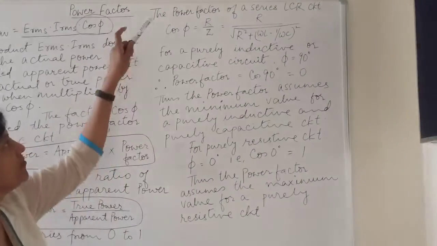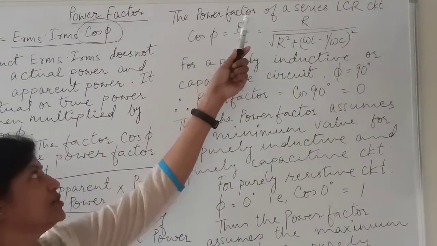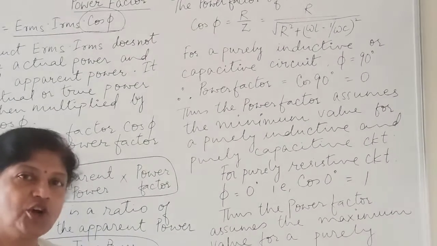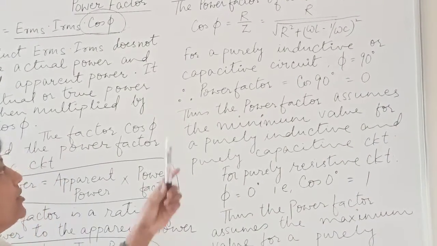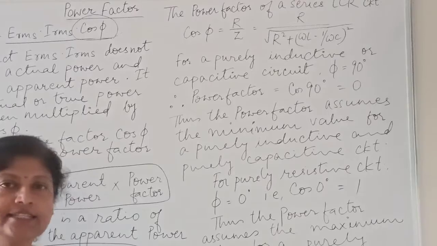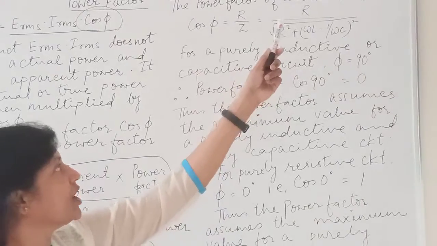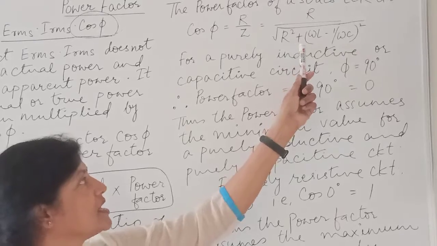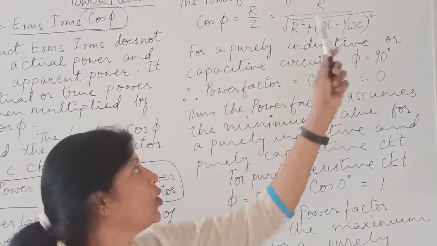The power factor of a series LCR circuit is cos φ is equal to R upon Z. You remember once we have drawn the impedance triangle, and from that impedance triangle we can write cos φ is equal to R upon Z, where Z is impedance. Substituting the value of Z, we can write R upon square root of R square plus (ωL - 1/ωC) whole square.